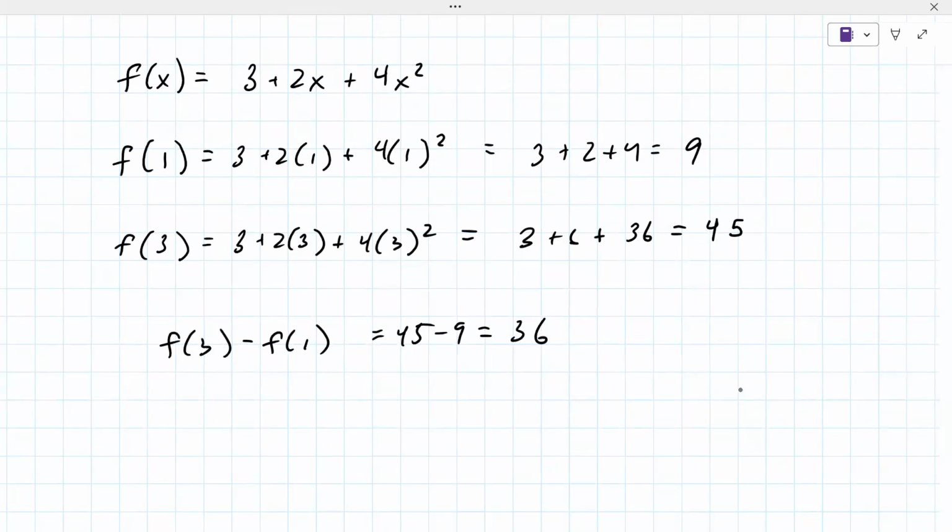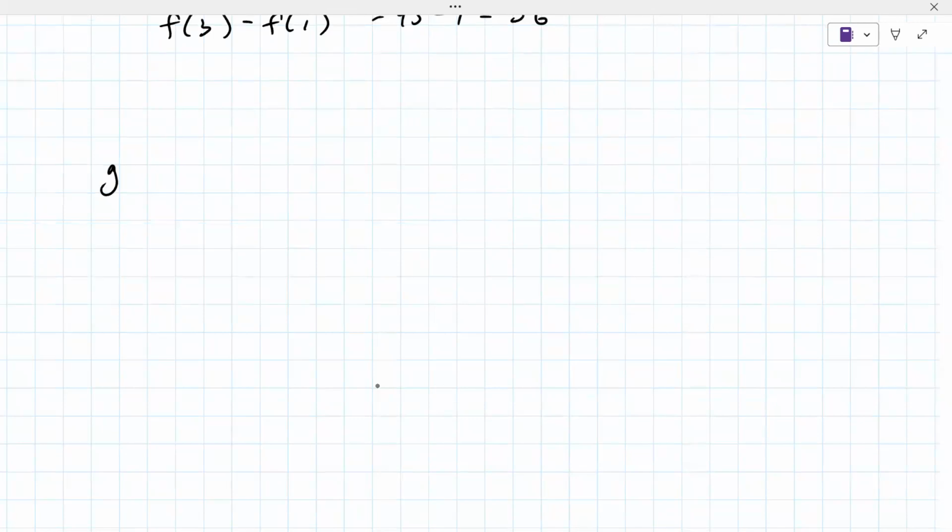Okay, 36, yeah, good. Okay, very good. All right, so let's try another one here. I'm gonna make this more difficult now. Let's say g of x equals 1 minus x squared.